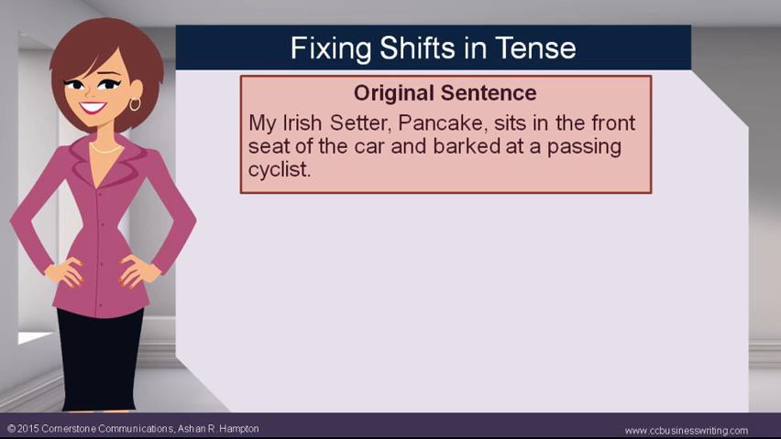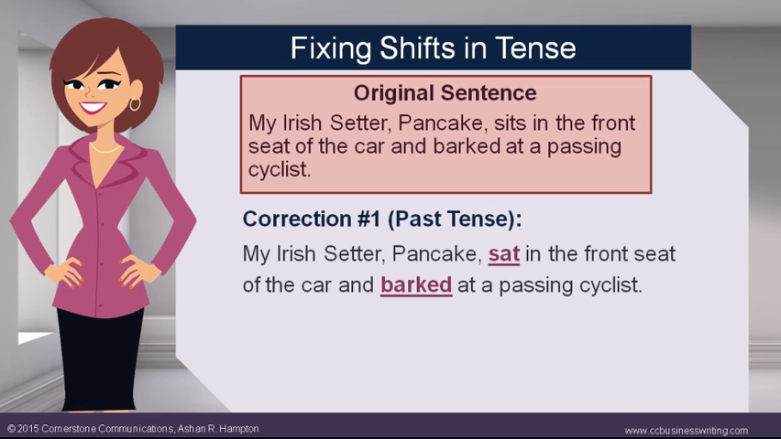For example, here is the original sentence. My Irish setter, Pancake, sits in the front seat of the car and barked at a passing cyclist. Okay, here's correction number 1, using the past tense. My Irish setter, Pancake, sat in the front seat of the car and barked at a passing cyclist. In this correction, both of the verbs are in the past tense.